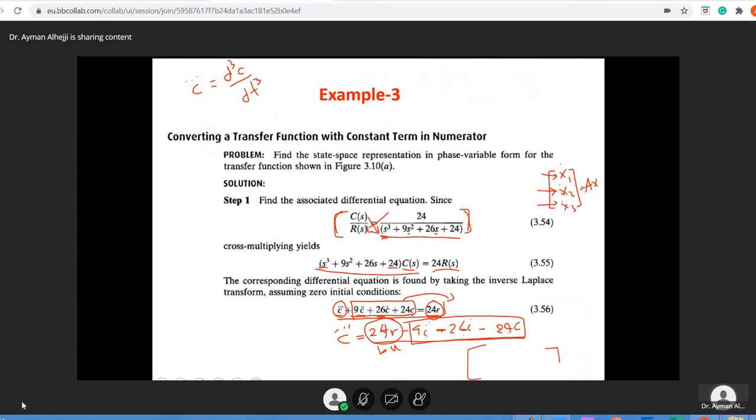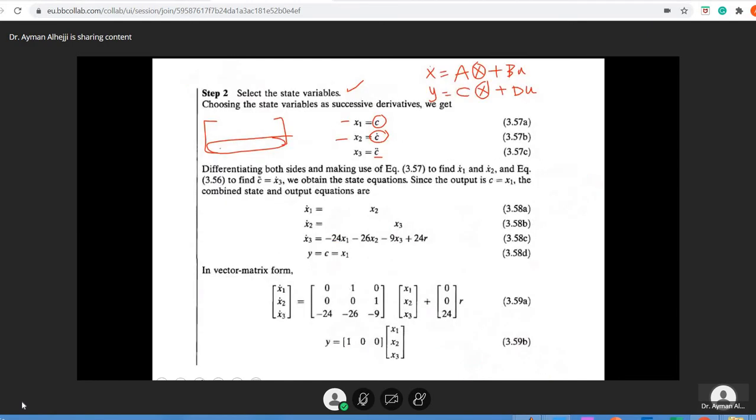So these 3 elements, I take from the lowest order. 24, I put 24 here. I put 26 here, I put 9 here. As you can see here, x1 equals C, x2 equals C dot, x3 equals C double dot. So when we integrate, x1 dot takes x2. x2 dot takes x3.